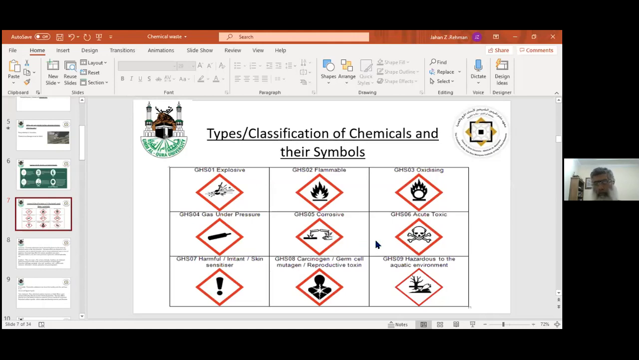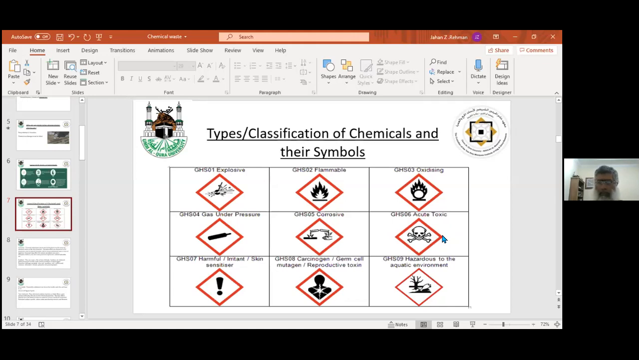Then corrosive. Corrosives are chemicals which produce harm on your skin or on any kind of surface. Sometimes corrosives produce effects only on your skin. Skin is also a surface. Sometimes corrosive for a metal surface. It depends on the type of corrosive. Then acute toxic.